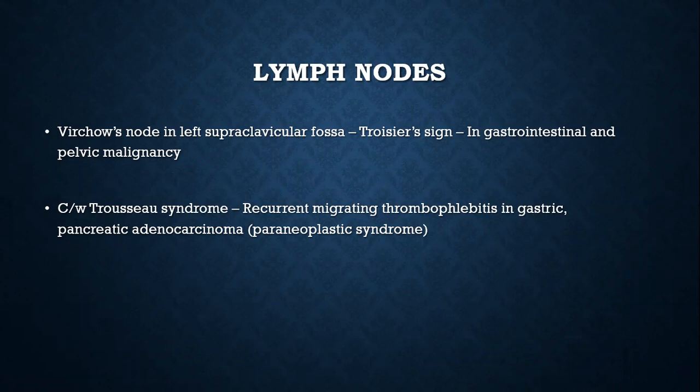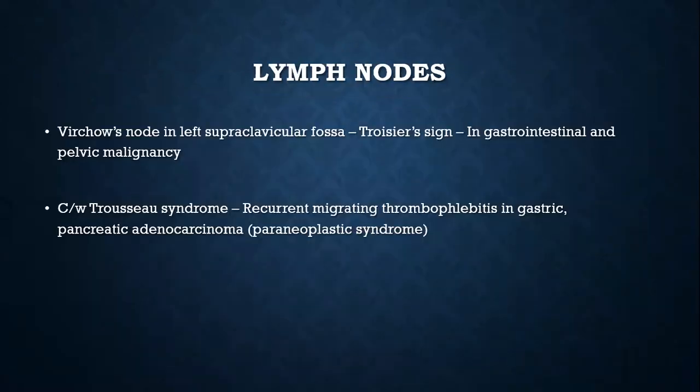Never confuse Troisier's sign with Trousseau syndrome. Trousseau syndrome is also a finding which we have to look for, specifically in the lower limbs. It is a recurrent migrating thrombophlebitis which occurs in gastric and pancreatic adenocarcinoma. So a patient with GI symptoms who is having thrombophlebitis, it could be a paraneoplastic syndrome due to pancreatic adenocarcinoma, where we call it Trousseau syndrome.